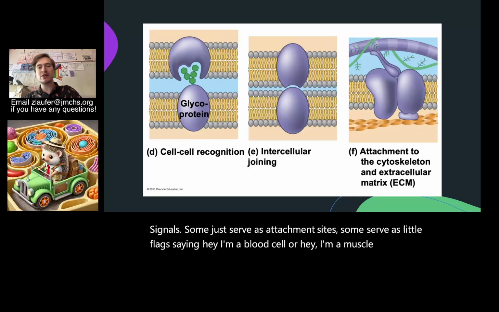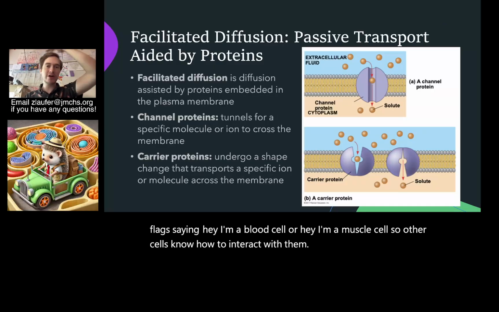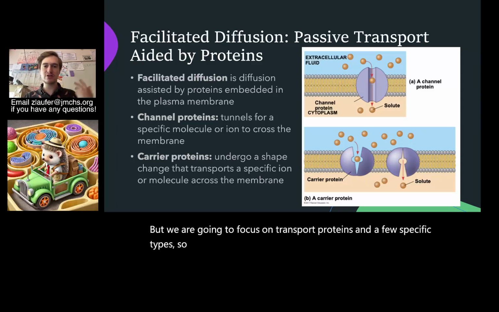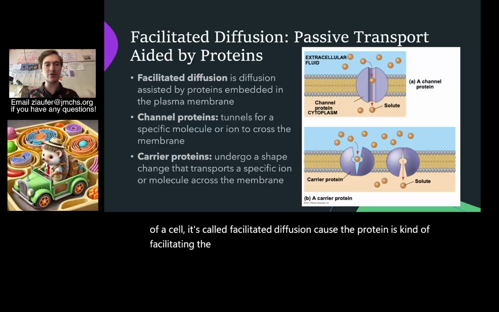So other cells know how to interact with them. But we are going to focus on transport proteins and a few specific types. Anytime we're using a protein to run diffusion into or out of a cell, it's called facilitated diffusion, because the protein is kind of facilitating the molecule's movement. They can't do it without the protein.